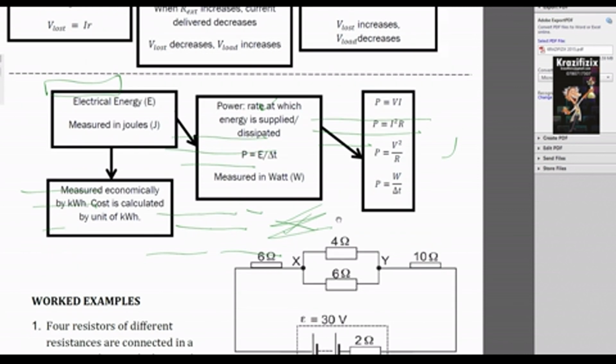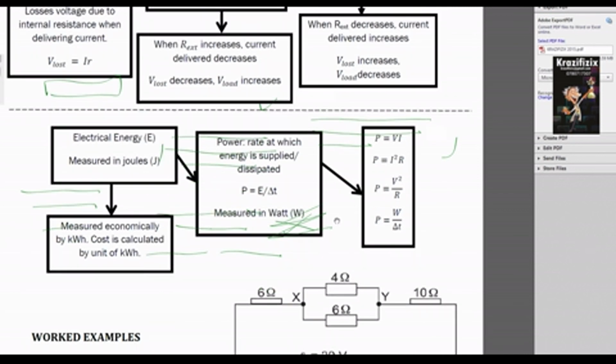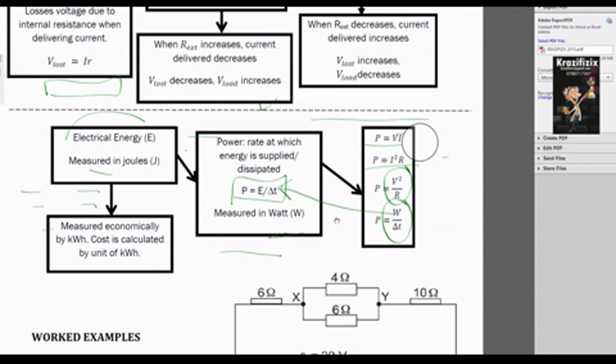Now, the last point here, before we go to worked examples, is to look at electrical energy, E. Power is the rate at which work is done or energy is dissipated. We said W or E can be used, so E over delta T. And these are the different formulas for power: VI, I squared R, V squared over R, W over delta T, which is also E over delta T. Can you see that there? So E and W can be used interchangeably, and these are power formulas. We will show you how we derive these formulas quickly before I round up. Energy is measured economically in kilowatt hours, and cost is calculated by that.